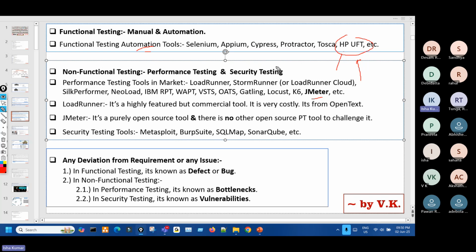But what happened slowly, and it was a commercial tool. Remember, commercial means paid tool. Now slowly, Selenium started coming into the picture, and Selenium has advanced so much that it has taken the market. Now Selenium is everywhere, and HP AOT has gone. So this is where this migration is happening.